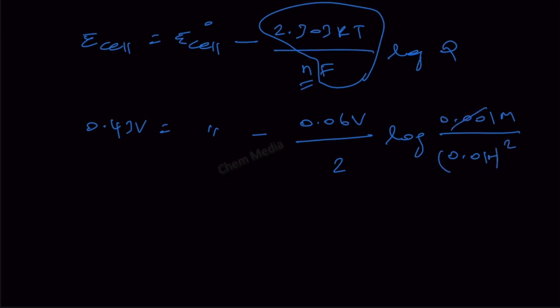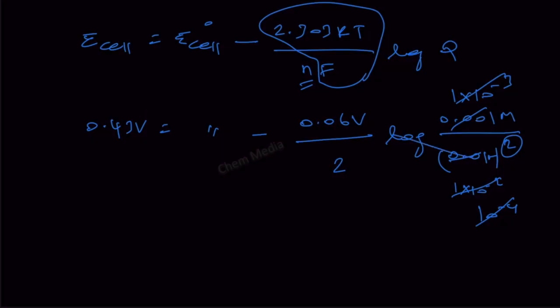So this one we can write as 1 times 10 to the power minus 3. This one we can write as 1 times 10 to the power minus 2. But we have square term here. So therefore this becomes 10 to the power minus 4. So this means eventually it becomes log 10 base 10.